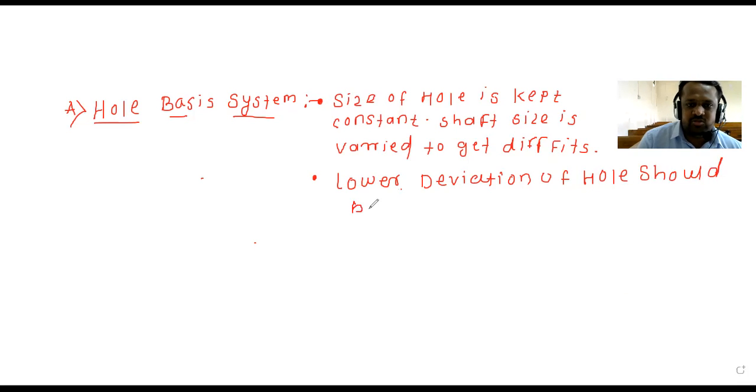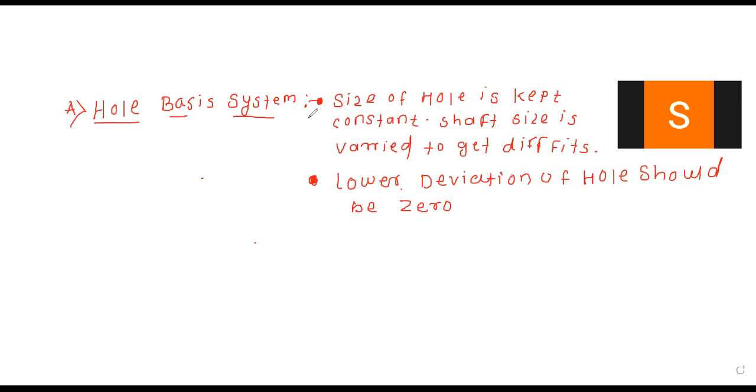Should be 0 means what? Anybody, please tell me. In the hole basis system, the lower deviation should be 0. What does that mean? Yes, Asmita. Lower limit and basic size are the same. Okay, good.